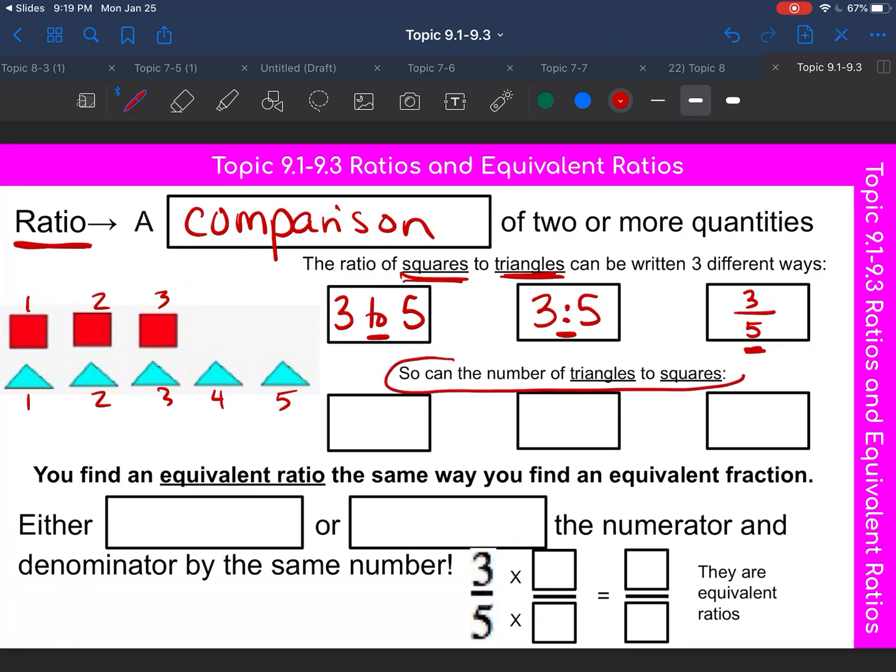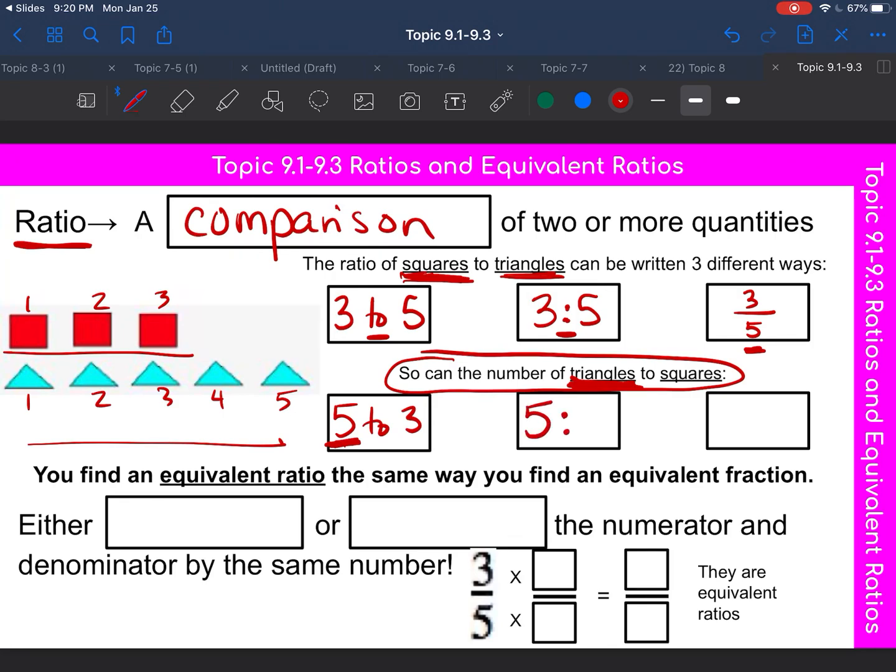Let's look at this final example. What is the number of triangles to squares? In this case, we compare triangles first and then squares. So, instead of 3 to 5, it would be triangles, which is 5 to 3. And the order of a ratio is very, very important. Whatever comes first in the statement comes first in your ratio. So triangles are first here, so the amount of triangles comes first. 5 to 3, so this could also be written like this, and as a fraction, like this. 5 over 3, or 5 to 3. So those are the 3 different ways we can write a ratio.